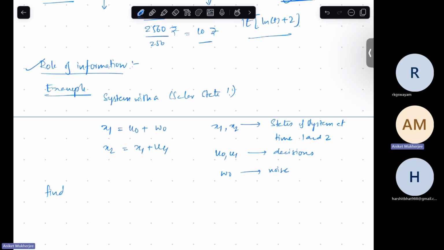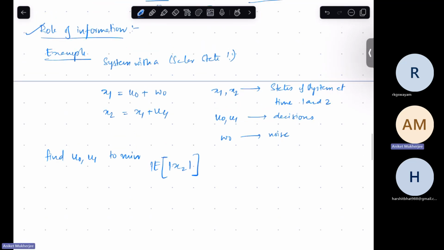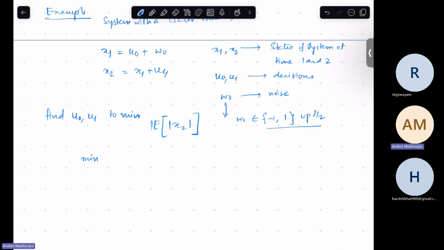Now the question is: find u0, u1 to minimize expected mod x2. One more assumption is you know some statistics of the noise. You don't know what the value of the noise is, but you know that w0 belongs to {-1, 1} with probability half each. So basically it is a random Bernoulli distribution. w0 takes the value either 1 or -1 with probability half. So now your problem boils down to: minimize expectation of mod x2, such that you find u0, u1 such that x1 equals u0 plus w0, under this dynamics of the system, x2 is equal to x1 plus u1.